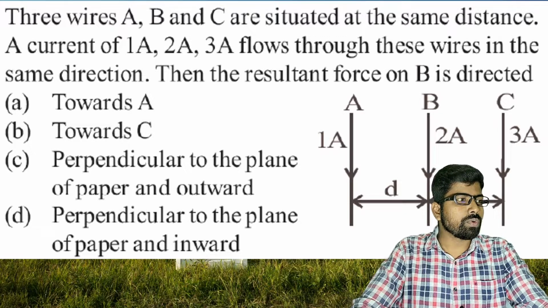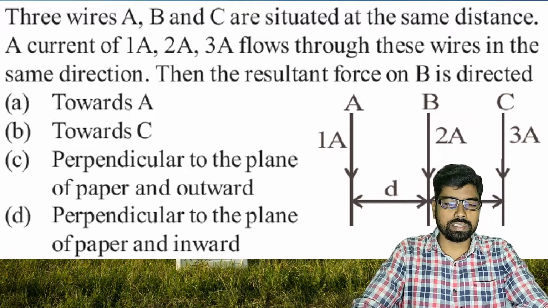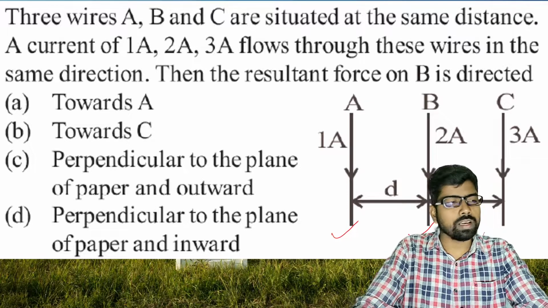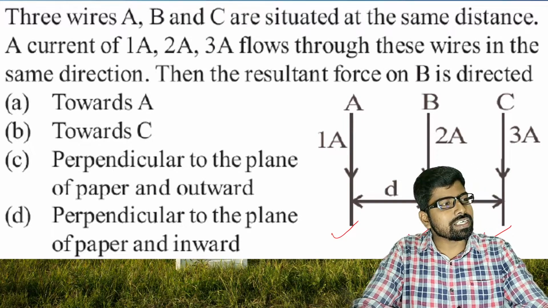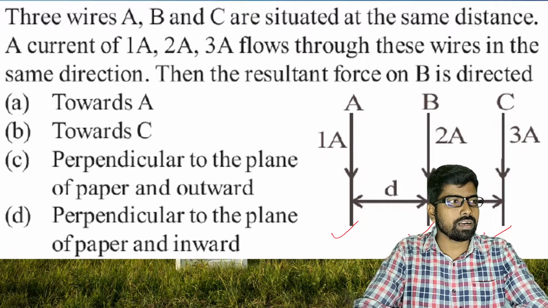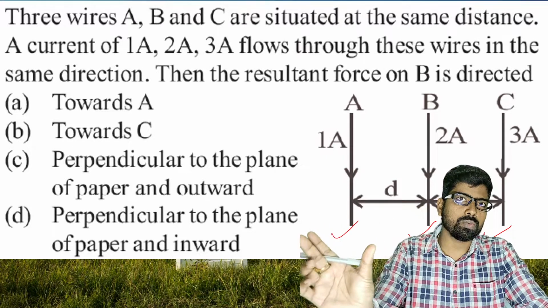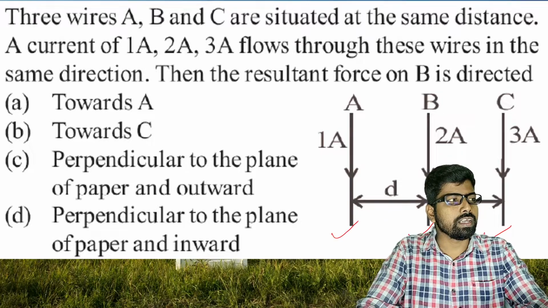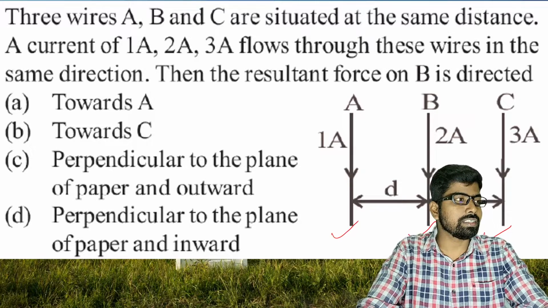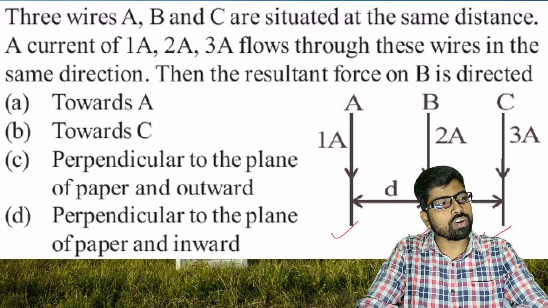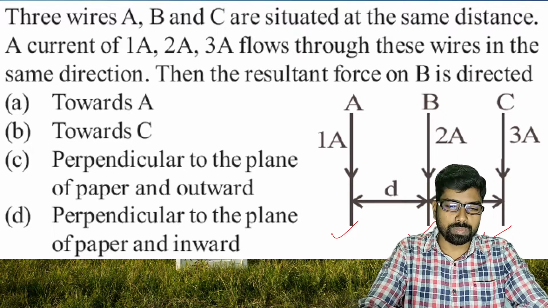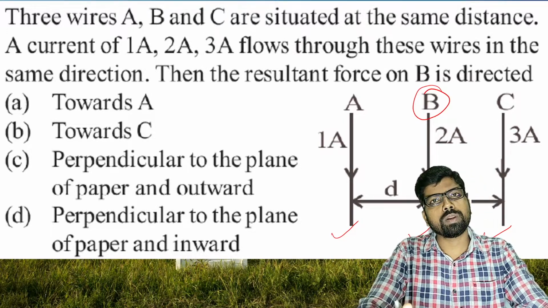It's written here, three wires A, B, C. You can see three wires are there: wire A, wire B, and wire C. You can see my backside wire is there. Three wires A, B, C are situated at the same distance from each other, but the difference is that in A, 1 ampere current flows, in B, 2 ampere current, and in C, 3 ampere current flows in the same direction. Then the resultant force on B is directed towards what? B means the middle wire. On the middle wire, what will be the force?